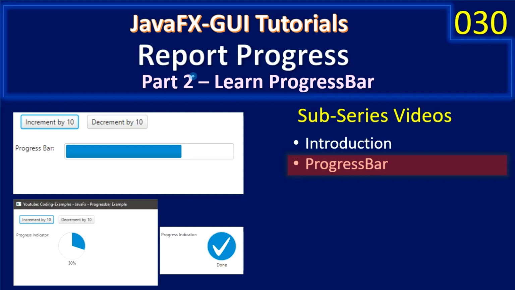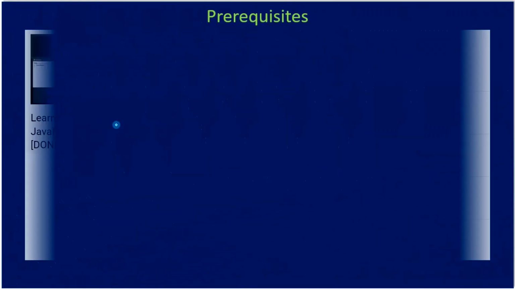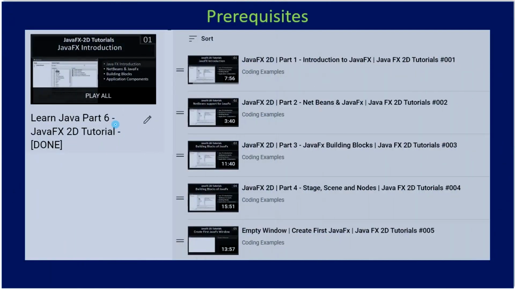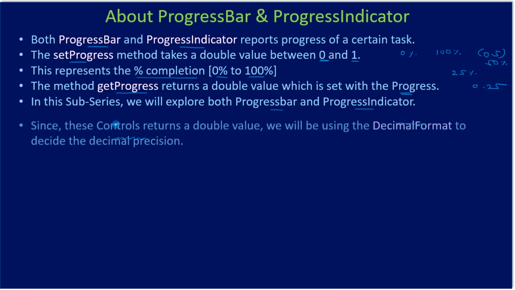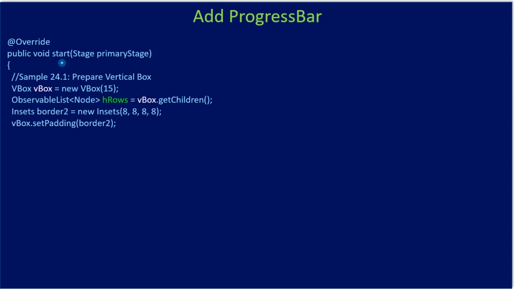In this video, we will implement reporting the progress by handling the button click event for increment by 10 and decrement by 10. In the last video, we learned about the progress bar and progress indicator. So in the start method, we know that this start method will get called from the entry point.